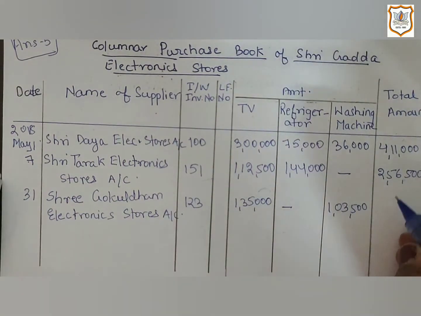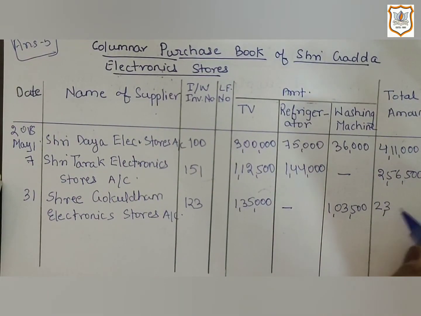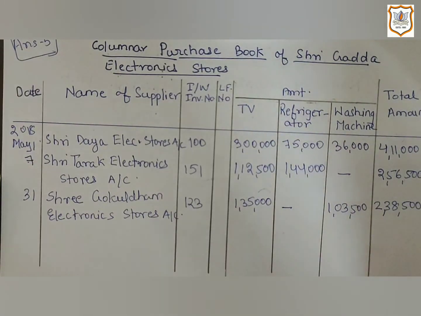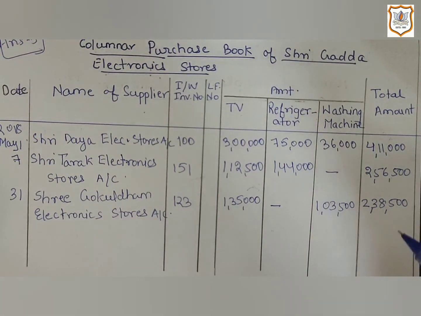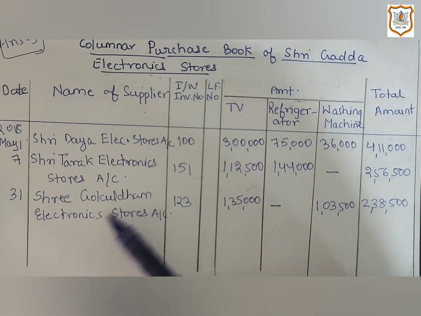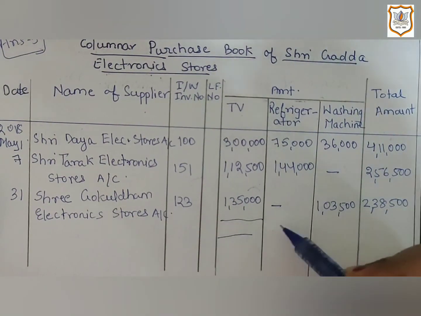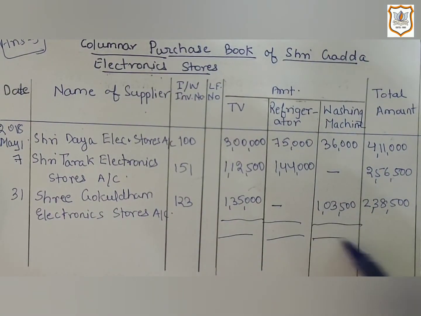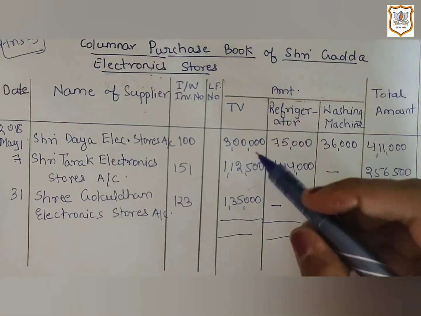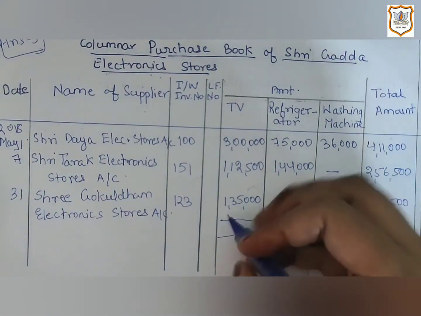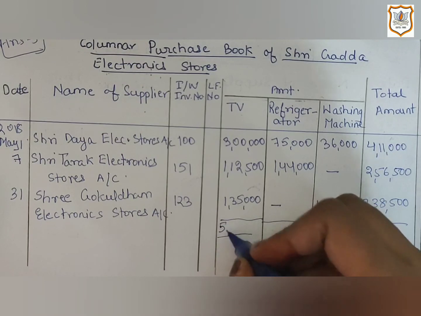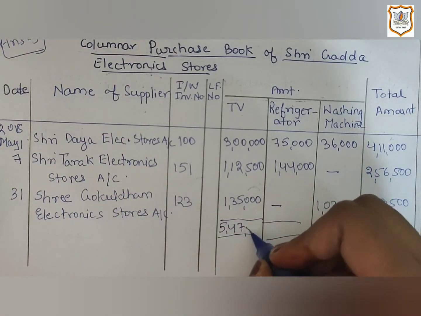Now add these. In the total column, we will write 2,38,500. That means the total price, that is 2,38,500, we have to pay to Shri Gokuldham Electronic Stores. Now add these amounts here. By adding these, we will get 5,47,500.